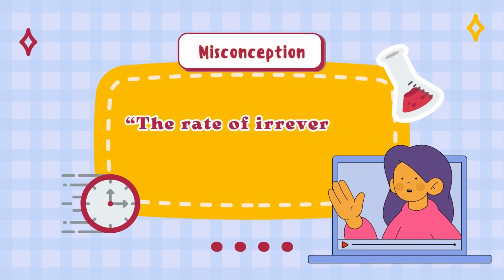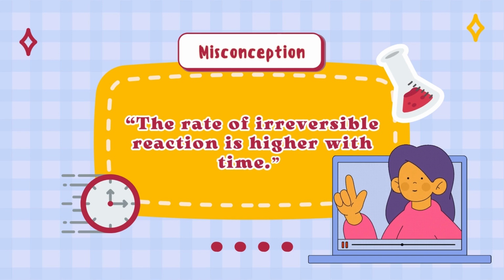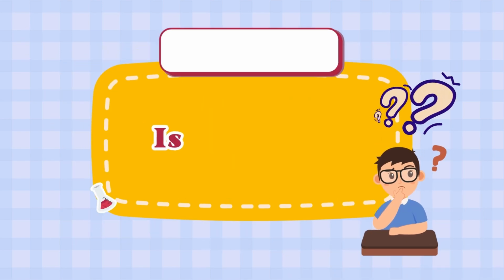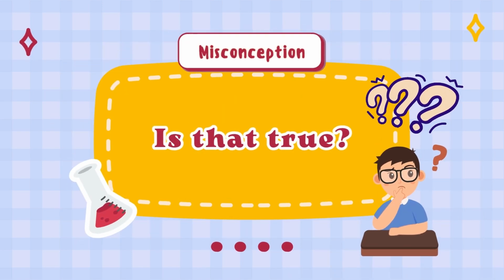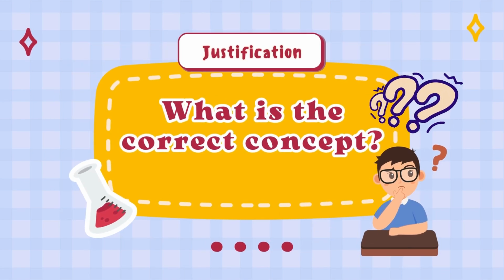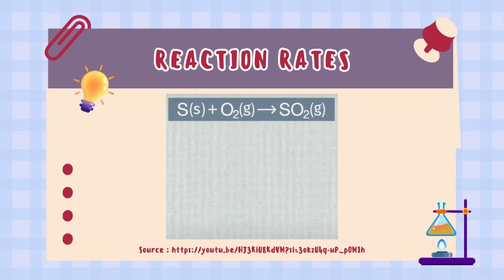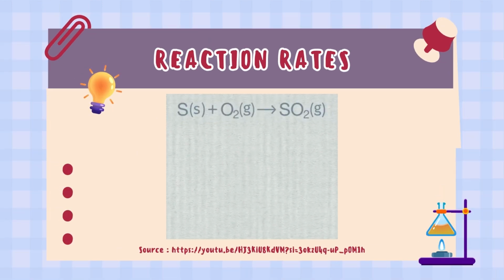When someone said the rate of irreversible reactions is higher with time, is that true? So, what is the correct concept? Sulfur and oxygen are the reactants, and sulfur dioxide is the product.